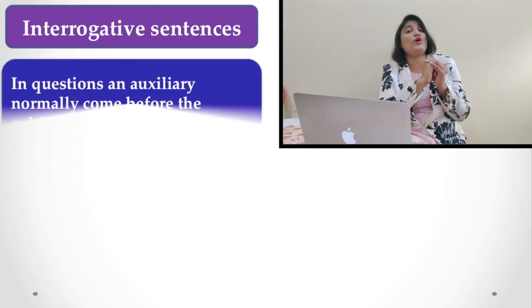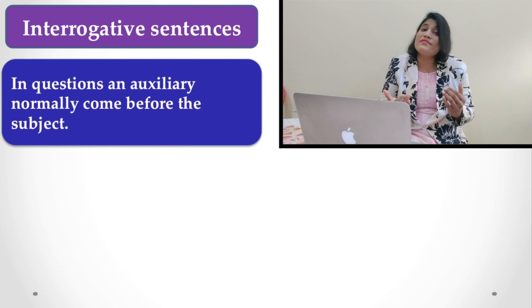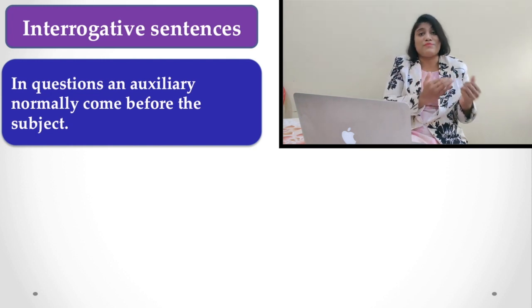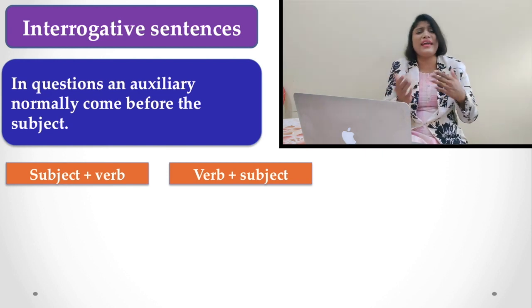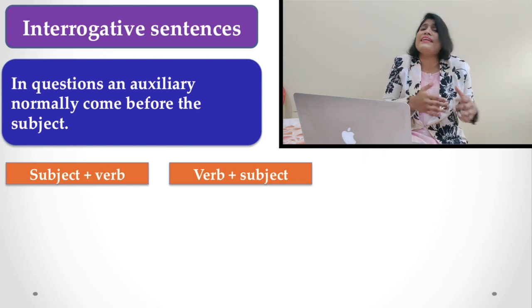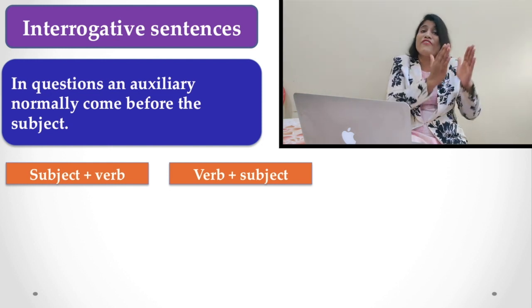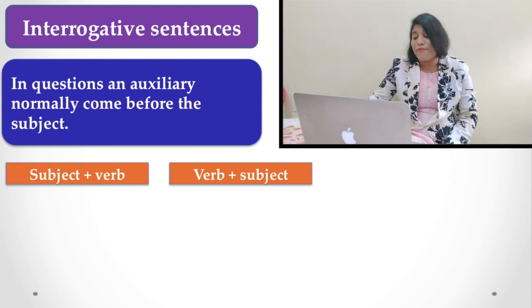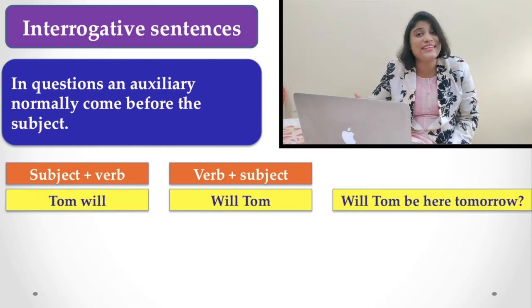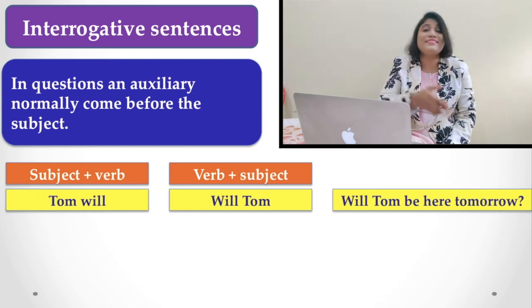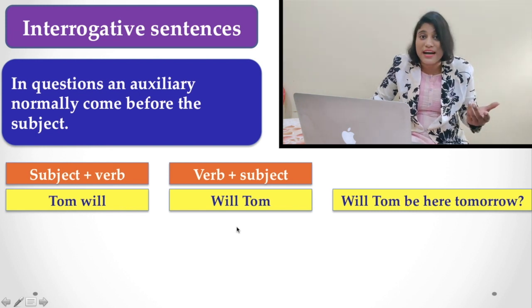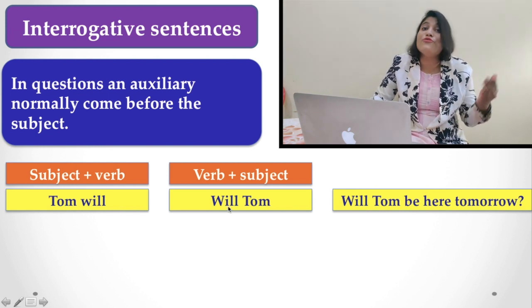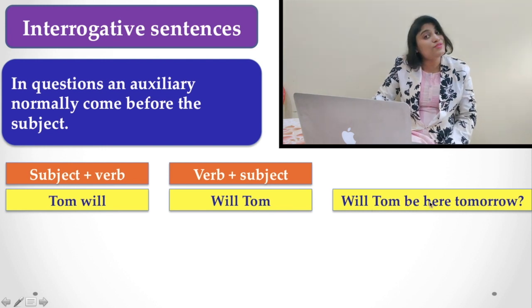Now I am going to tell you how to form an interrogative sentence with the help of an auxiliary verb. In any type of interrogative sentence, the auxiliary verb comes before the subject. As you already know, when you form any type of sentence, like an assertive sentence, you put the subject first, then the verb. But when it is an interrogative sentence, you put the verb first, then the subject. Look at the example. Tom will; when it is an interrogative structure, you start with the verb first. Will Tom be here tomorrow?